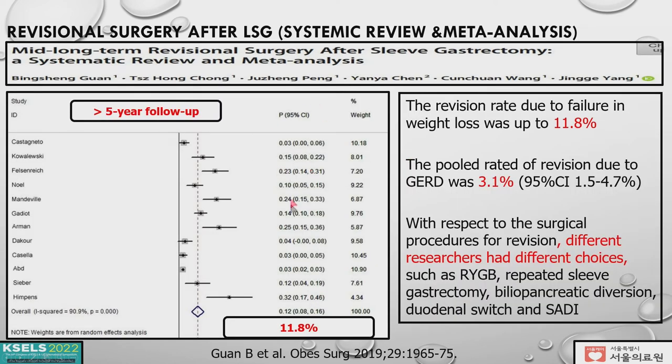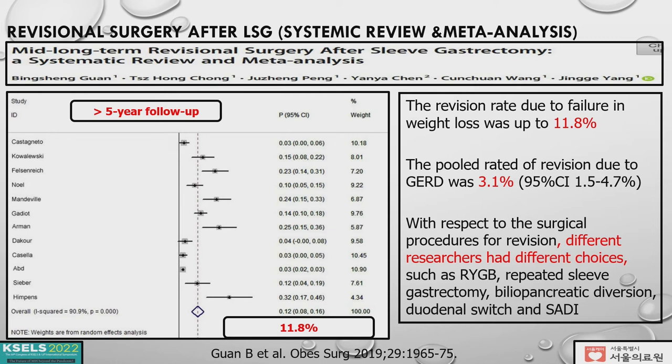More than five years following the patient, the revision rate is late, due to weight loss failure. The weight loss failure is up to 11.8%. The pooled rate of revision is worse than 3%. With respect to the surgical procedure for revision, different research has made different choices.